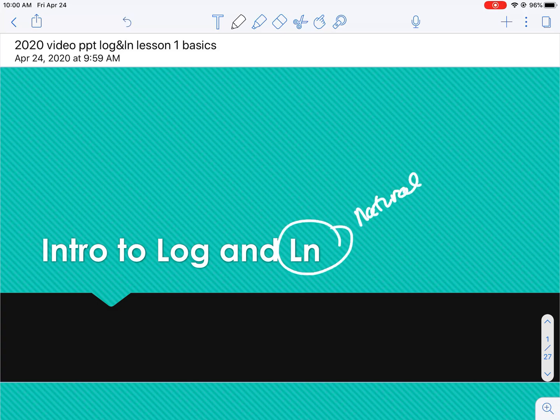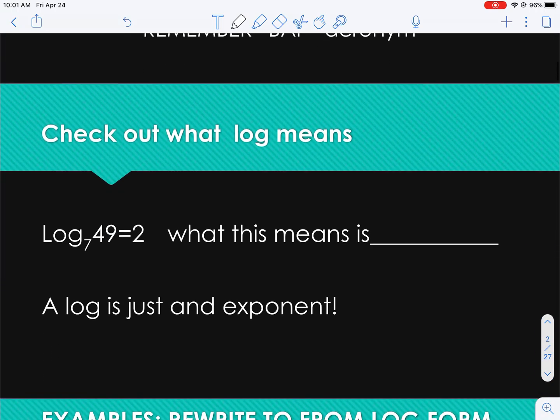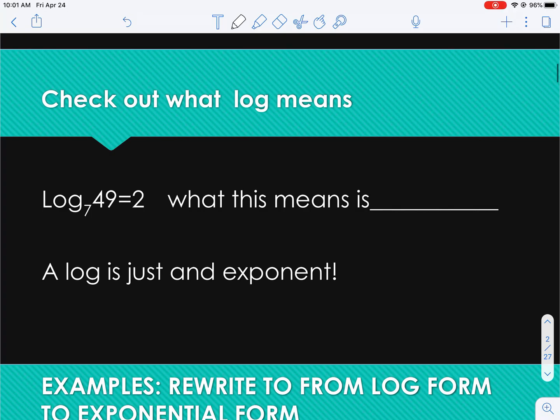So remember, ln stands for a natural log, and that's when your base is e. Okay, so we've seen this before, the BAP acronym. So log of whatever base answer equals the power, and then we also have the exponential form. So the base to the power equals the answer. So we've done this before. So the first part here, we're just gonna practice rewriting some things.